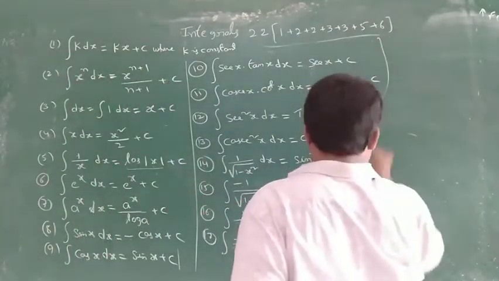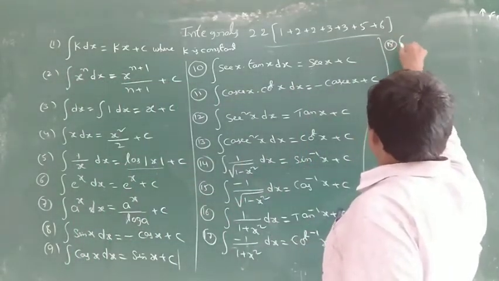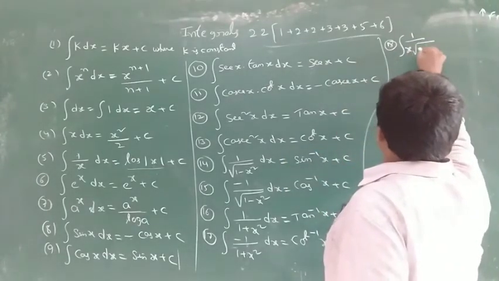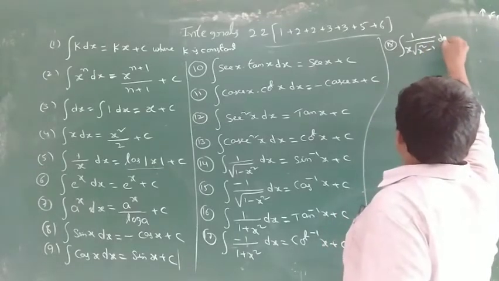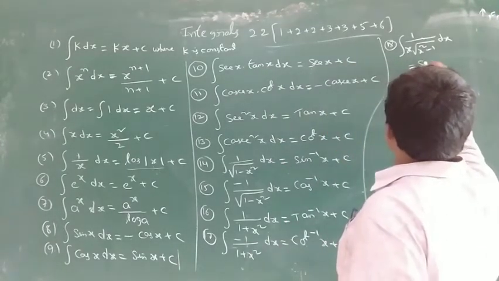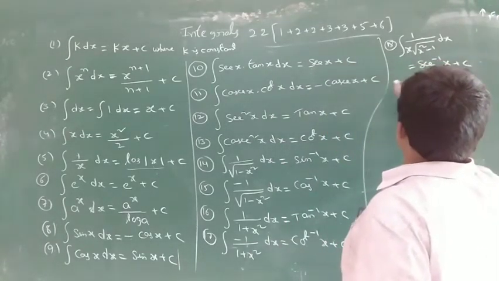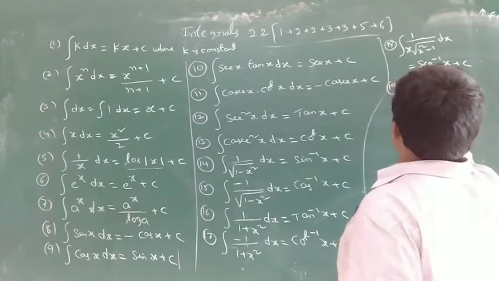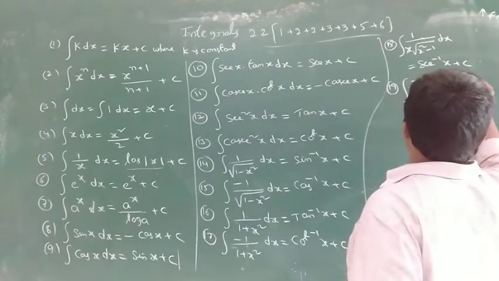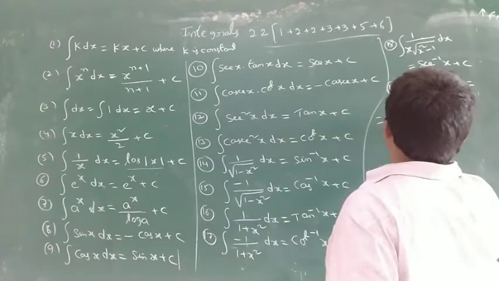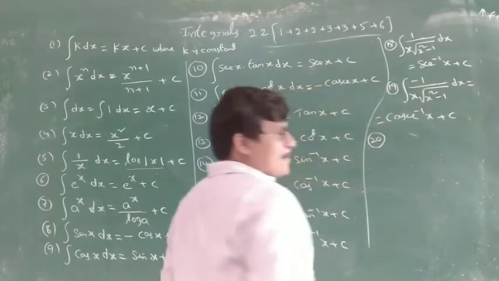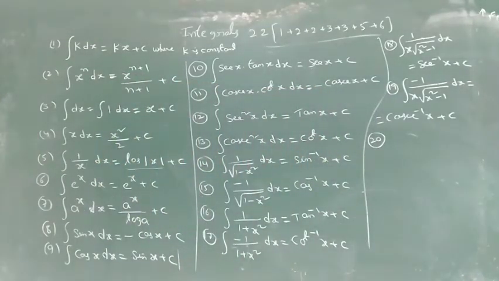Next, integral 1 by x into root of x square minus 1 dx is equal to secant inverse x plus c. Next, the 19th one, integral minus 1 by x into root of x square minus 1 dx is equal to cosecant inverse x plus c.